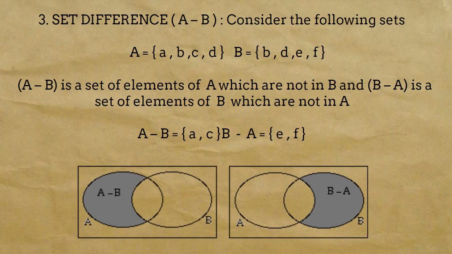There are two Venn diagrams here. The first one shows the shaded region A minus B, which of course will have all the elements of A that are not present in B, and the second figure shows B minus A, and the shaded region will of course have all the elements of B which are not present in A.